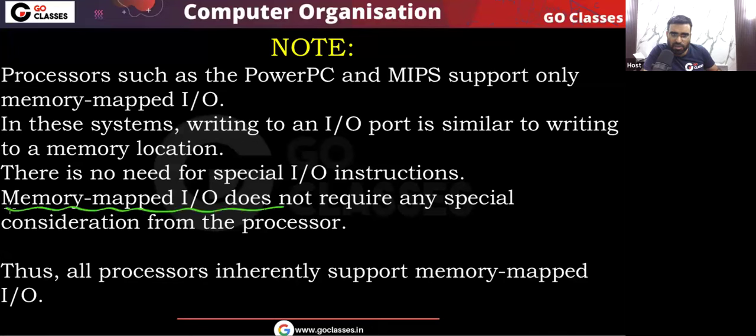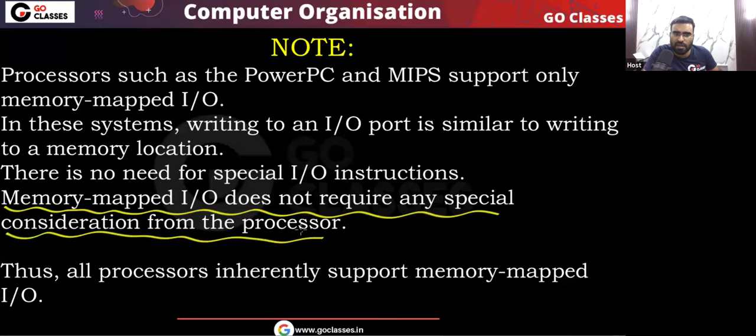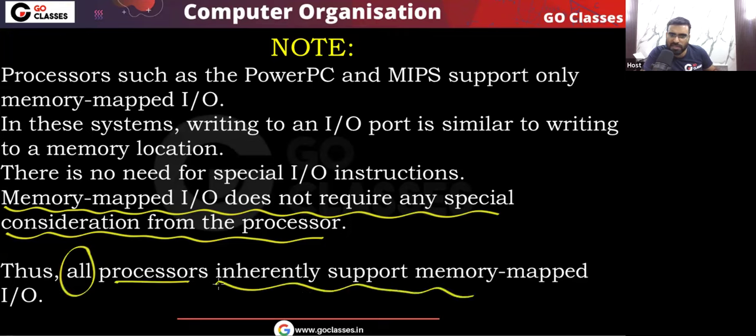Remember, read this statement: memory mapped IO does not require any special consideration from the processor. Why? Because there is no need for a special IO instruction, and no need for an extra decoder. So basically, very simple, memory mapped IO does not require any special consideration from the processor. So all processors inherently support memory mapped IO.